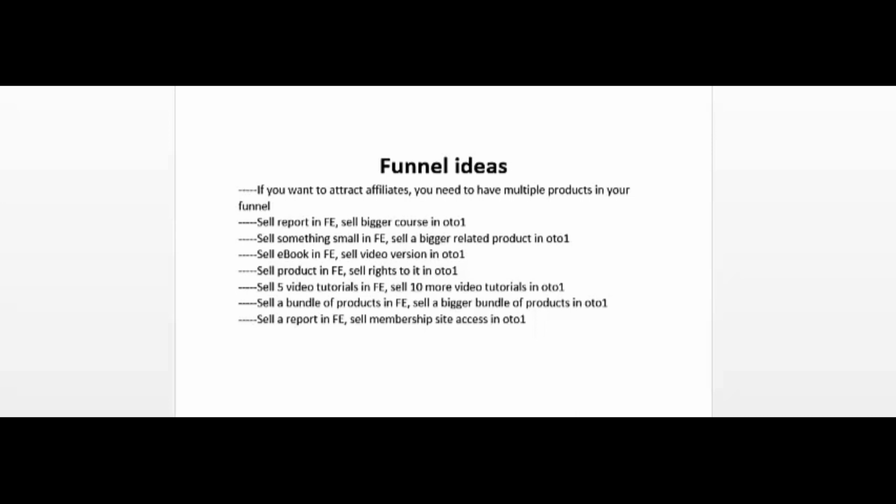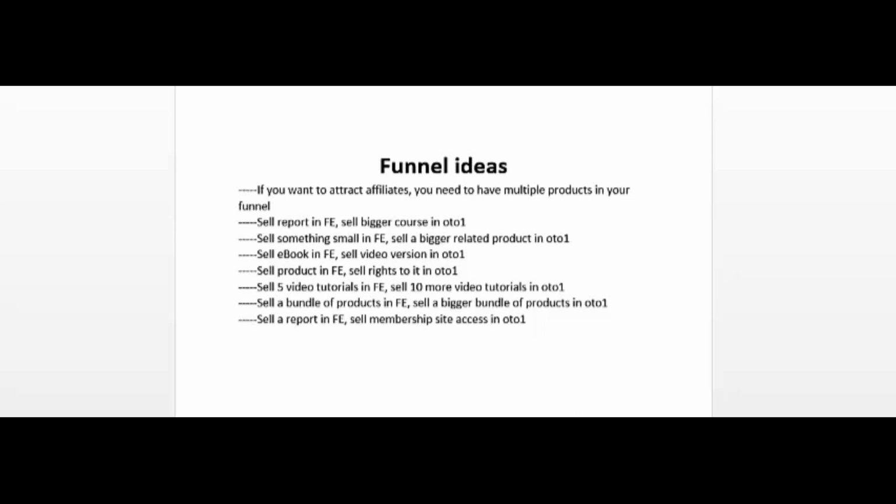Next idea is to just sell something small. So this basically applies to all the ideas or most of the ideas in this video. Just sell something small in the front end and then sell a bigger related product in the one-time offer. So it was just like the previous example. Okay, you could sell an ebook in the front end, sell the video version in the upsell. You could sell a product in the front end and then sell the rights to it in the upsell. So if you don't want to put in the effort to create a large course that you're going to offer in the upsell, you could just sell the rights to your short report or to your ebook in the upsell.